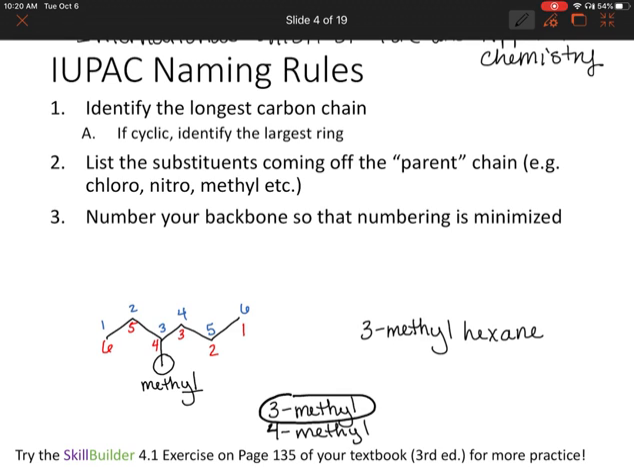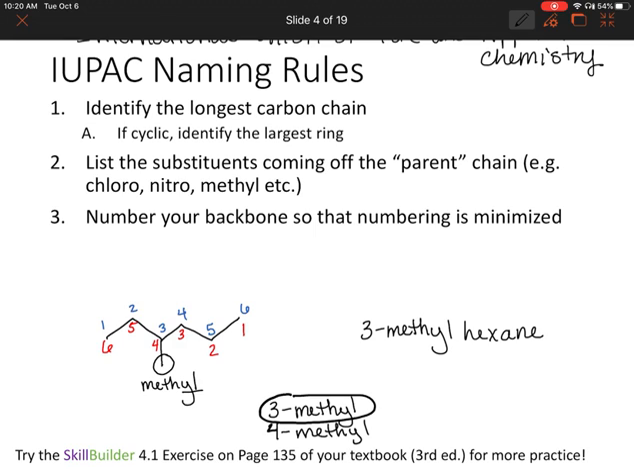Now this does get more complicated as we see molecules with more than one substituent, because how do you number the parent chain to make sure that all of the substituents have the lowest number possible? So we'll get into that a little bit later too.